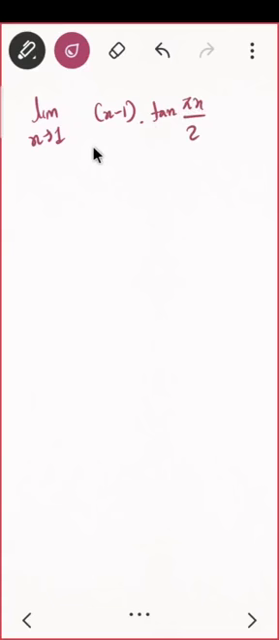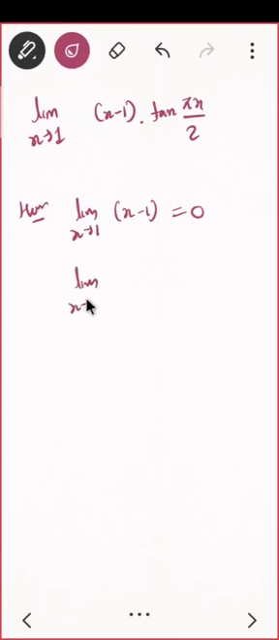What do you see here? This is a product of two functions. What is the limit for the first one? Limit as x tends to 1 of x minus 1 goes to 0. And what about the other one? Limit as x tends to 1 of tan(pi x upon 2) will go to tan(pi by 2), that goes to infinity, correct? So you are having a problem of 0 into infinity form.